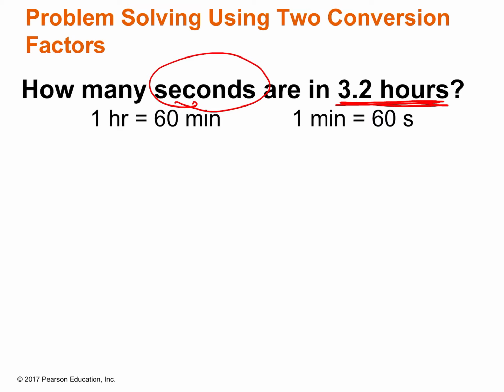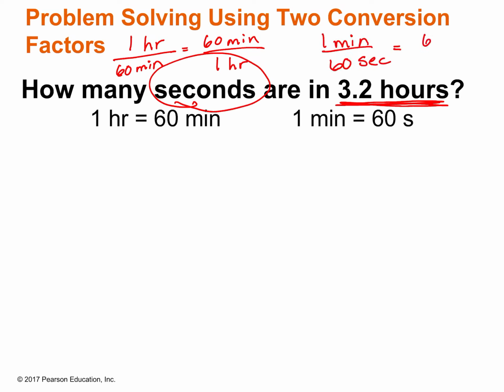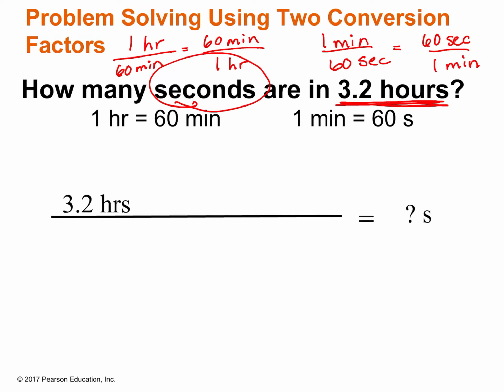So for each one of these equalities, we can write 2 different conversion factors. 1 hour per 60 minutes and 60 minutes per 1 hour. So that takes care of that equality. And then for the other one, we have 1 minute per 60 seconds, or 60 seconds per 1 minute. Okay, so that's our conversion factors. So now we can go about setting up the problem. We're trying to find seconds, and we're starting with hours.